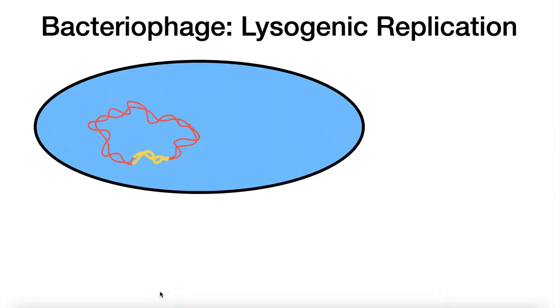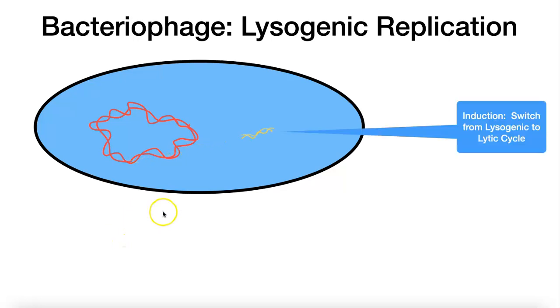At some point, what can happen is a process that's known as induction. And so what that means is that viral DNA can deassociate, can kind of cut itself out of the bacterial chromosome. And so now they're separate. And so again, that term is induction. And so this is a switch from the lysogenic cycle to the lytic cycle.